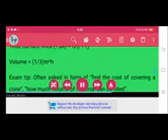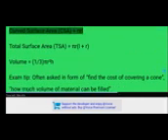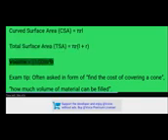Slant height L equals square root of R squared plus H squared. Curved surface area CSA equals pi R L. Total surface area TSA equals pi R (L plus R). Volume equals 1/3 pi R squared H.